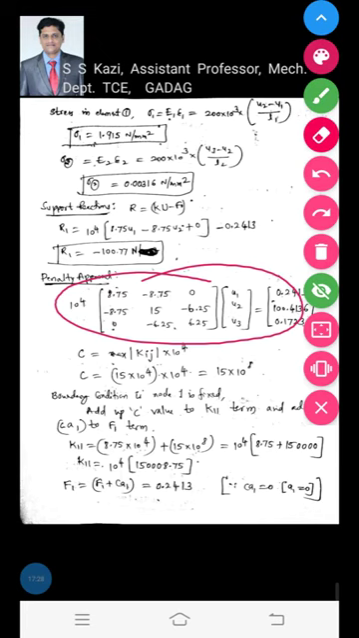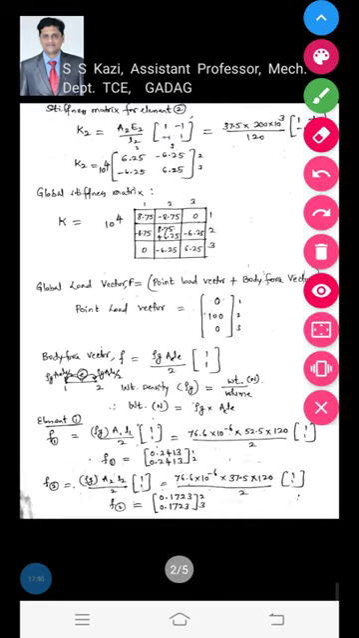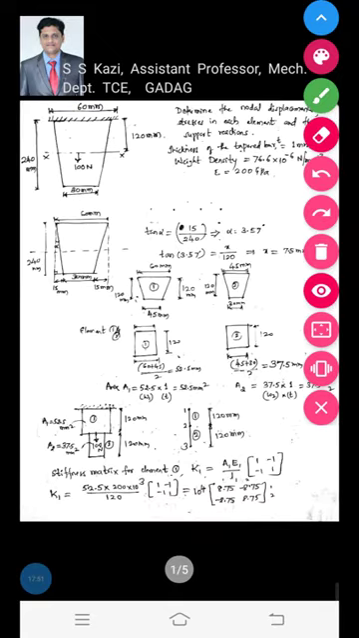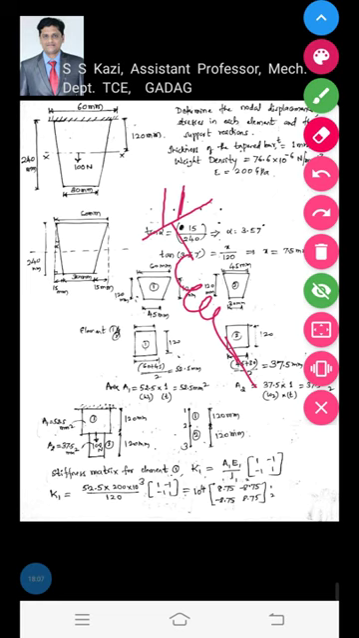Now how to apply the penalty approach? In this, we are not eliminating any of the equations like in the case of elimination. In the penalty approach, we are not eliminating any of the equations, we are just increasing the stiffness value across the support. That is, every support is modeled as a spring. Support is modeled as a spring having a large stiffness value C.